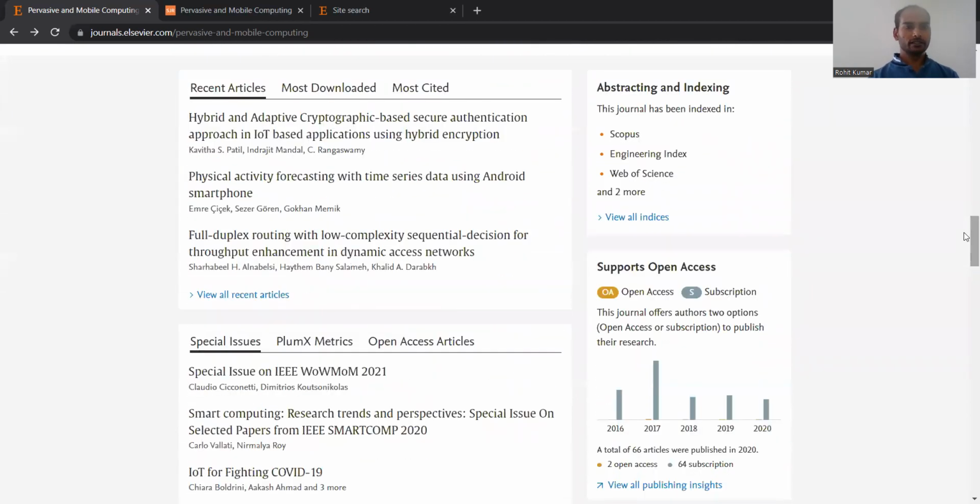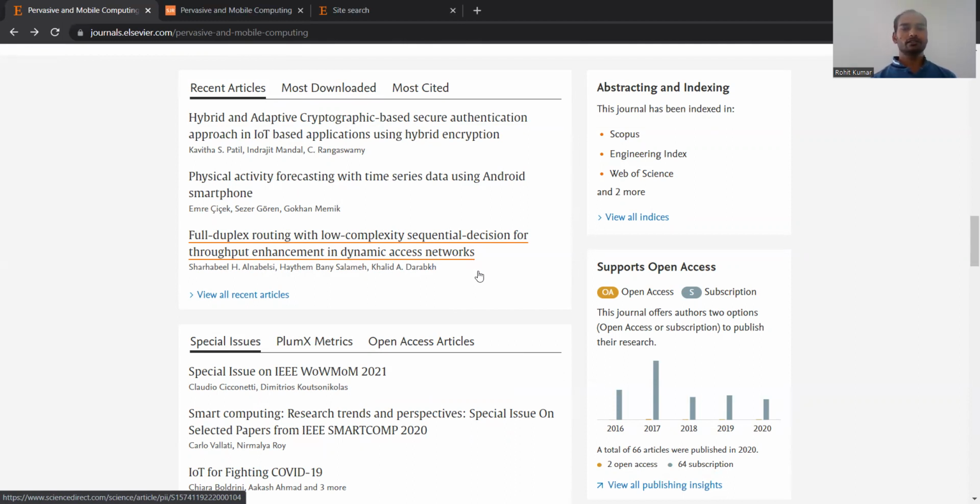Let it be. Then the recent articles: you can see adaptive cryptography, meaning security-based authentication approaches. So security is the focus of recent publications. Additionally, physical activity forecasting with time series based data analysis, then full duplex routing and low complexity sequential decision for throughput enhancement, dynamic access networks. So access networks are also under focus.